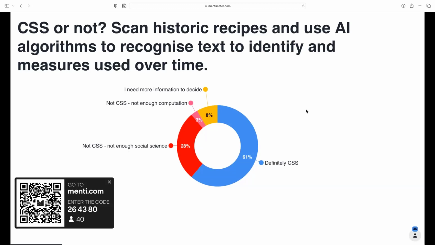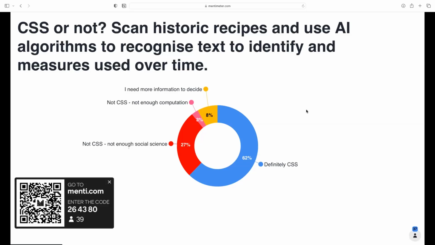So in my opinion, I'd say that this project does sound quite computational because we're talking about the use of AI algorithms to scan recipes. So we definitely have those computational methods being used here. But I suppose the 27% are saying there's not enough social science. I could see how you come to that conclusion because this one sentence here doesn't seem to indicate that we're asking any questions about people's behaviors and choices. So me personally, I'd probably say that this is CSS, but I do agree with people that are saying it's not, because we don't really have enough information. And it's not clear exactly what the social science question is here.